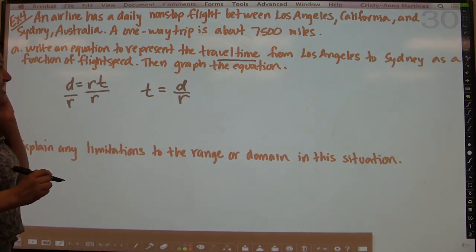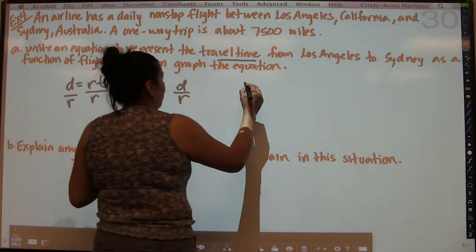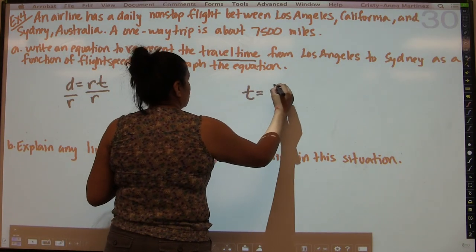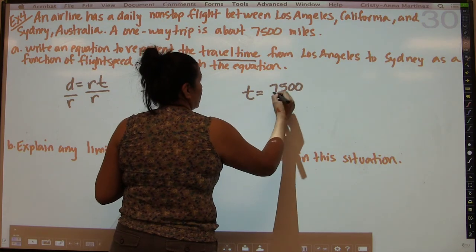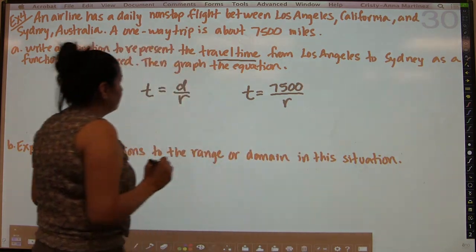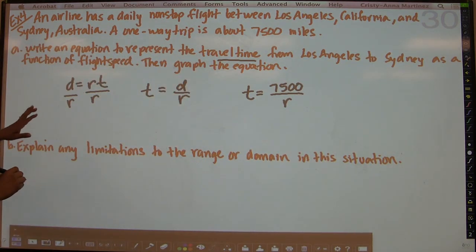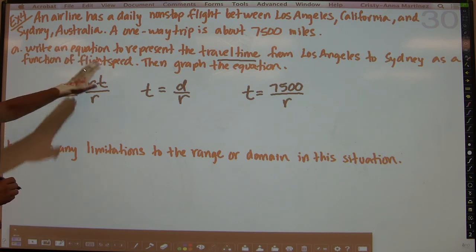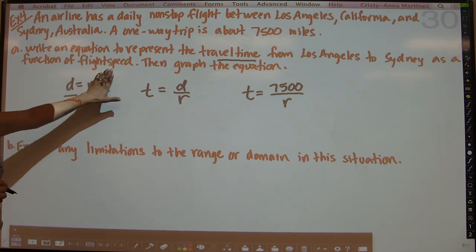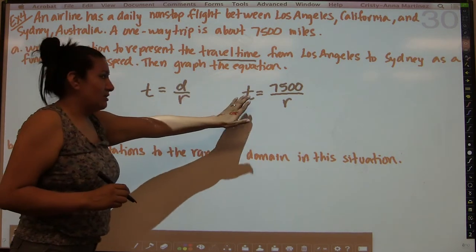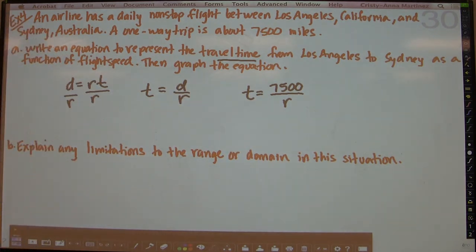I know the distance because it was given. A one-way trip is about 7,500 miles. So now if I plug that in, I get t equals 7,500 divided by r. And it says here they want an equation that represents time as a function of speed. And that's exactly what I have here, time as a function of speed. All right, so our part A is done. And then it says they want us to graph the equation, so you can graph it in your notes, and you can use your calculator to help you do that.